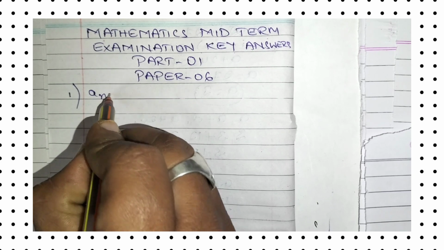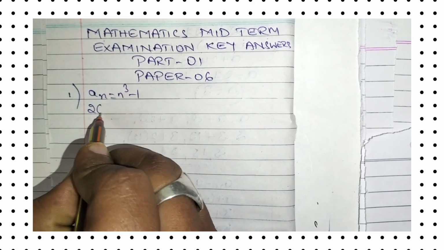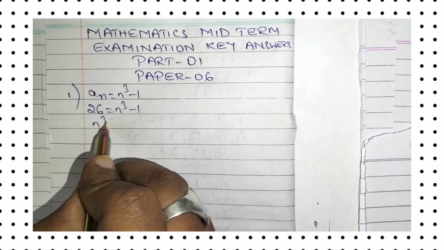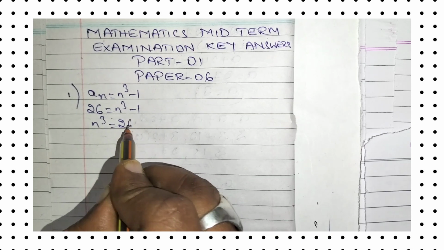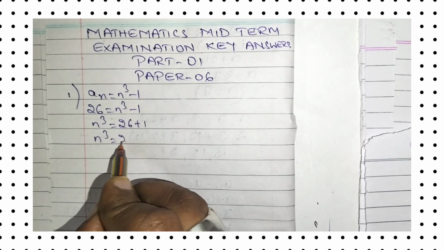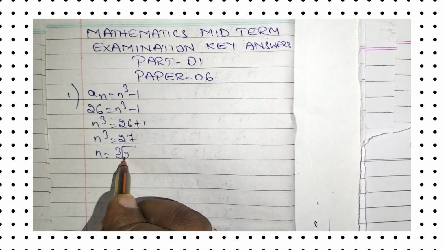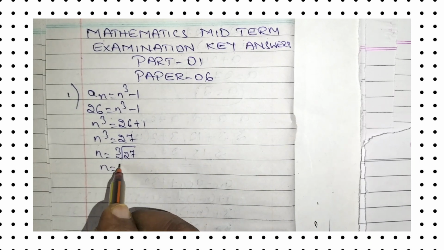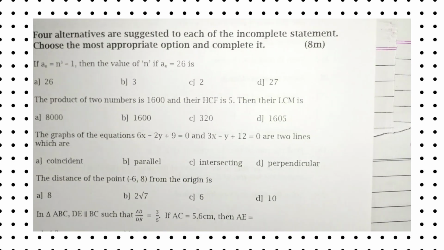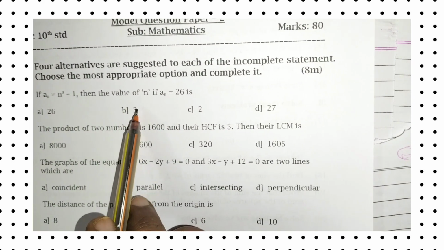So an is equal to n cube minus 1. An is given as 26, so 26 is equal to n cube minus 1. N cube is equal to 26. If we shift minus 1, it will become plus 1. N cube is equal to 27. N is equal to cube root of 27. So, N is equal to 3. So, the value of N is 3. The right answer for this question is option B. 3 is the right answer.